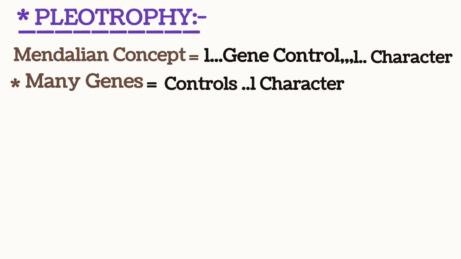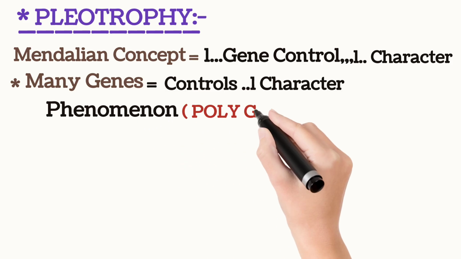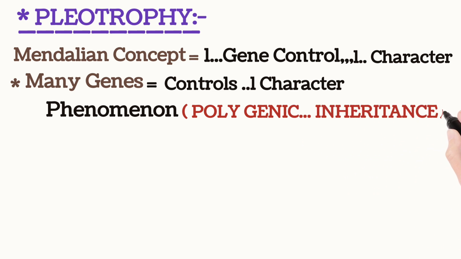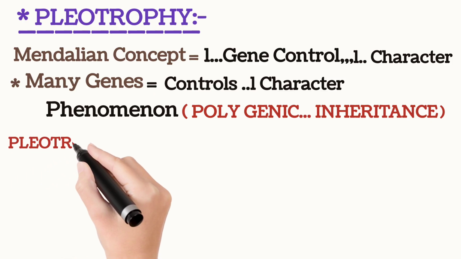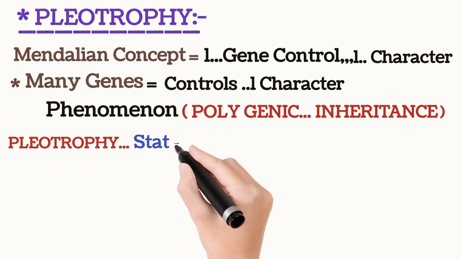When many genes are involved to control one character, this phenomenon is known as polygenic inheritance. As the word indicates, polygenes means many genes are involved. Now coming back to our main topic, pleiotropy. What is the meaning of pleiotropic gene?